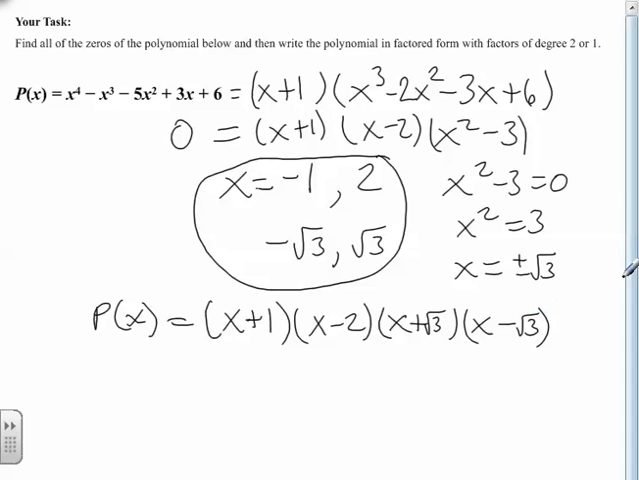And then the other possibility is when we do the zero product property, we can see there's our positive square root of 3 from here, our negative square root of 3 from here, and so on. And that's the end of this video.